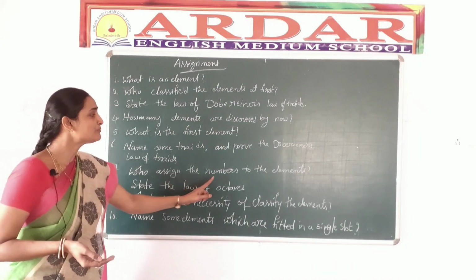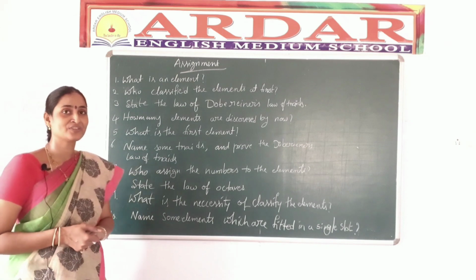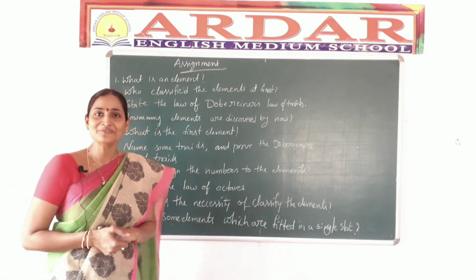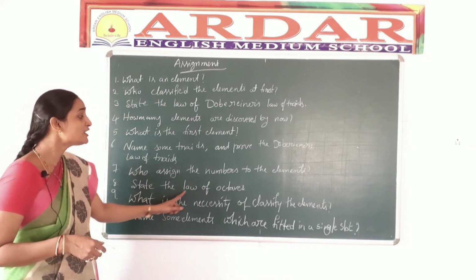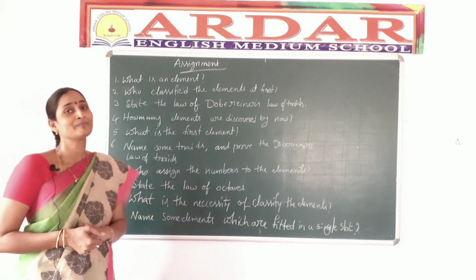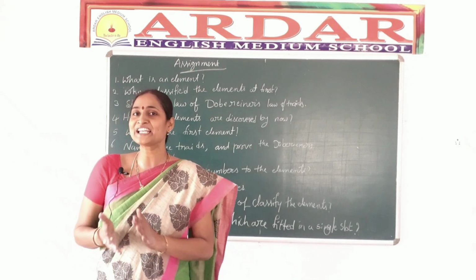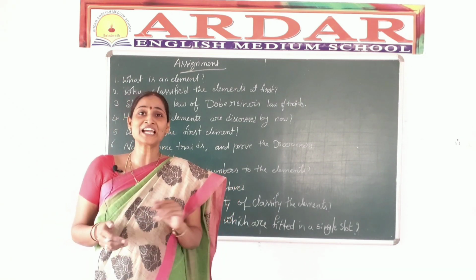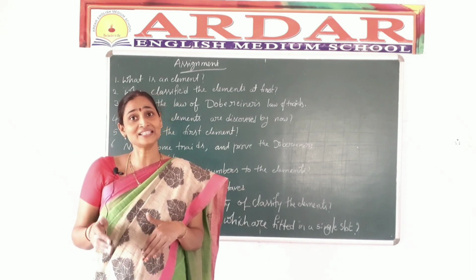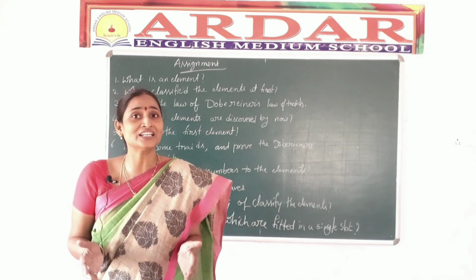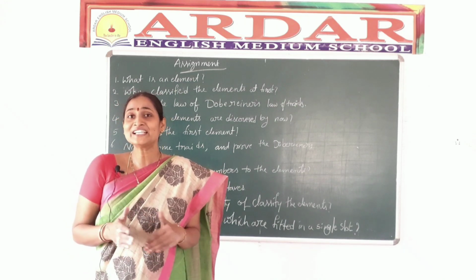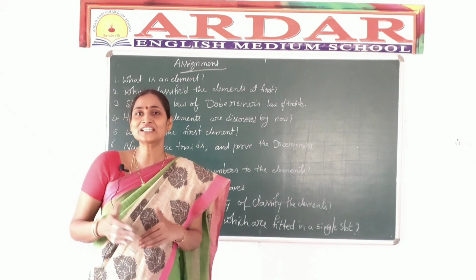Who assigned the numbers to the elements? Newlands assigned the numbers to the elements at first. State the law of octaves. When the elements are arranged in ascending order of their atomic weight, every 8th element starting from a given element has similar chemical properties to that of the first element. It is given by Newlands. That is why it is called Newlands' law of octaves.